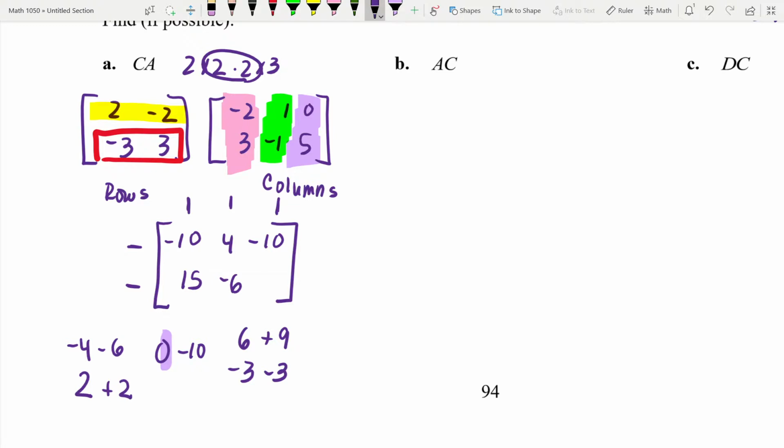Now I'm going red to purple. Negative 3 times 0 is a 0. 3 times 5 is 15. And 0 plus 15 is 15. That's my answer. Who says got it? Let's see. Let me see how you're doing. Okay. Let's do another one.